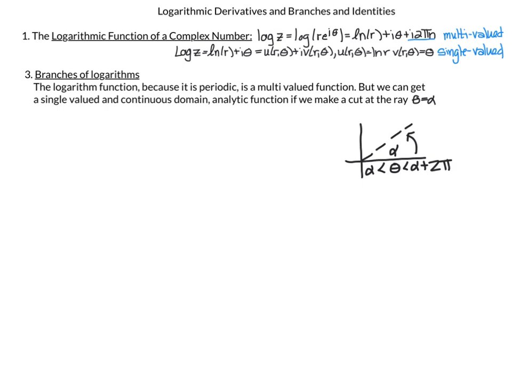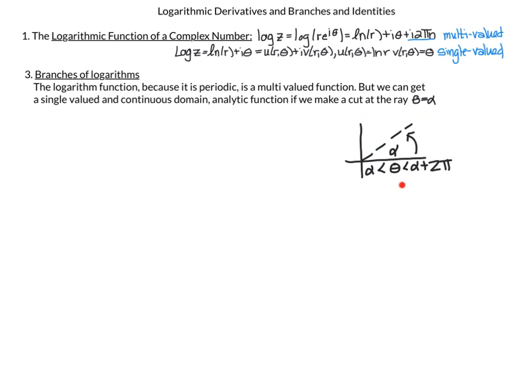Logarithm is one example. So the idea is we don't want a multi-valued function, but we can get a single-valued function and a continuous domain and an analytic function if we make a cut at the ray theta equals alpha. So here's our ray, theta equals alpha, and we're only going to consider the values of theta between alpha and alpha plus 2 pi. And then we stop. We do not cross this line here.